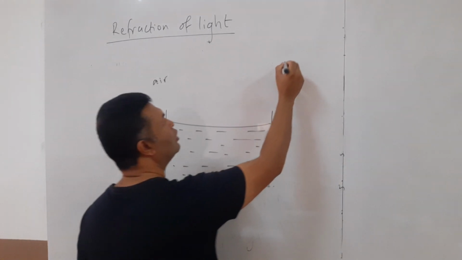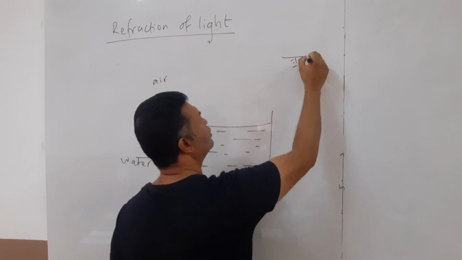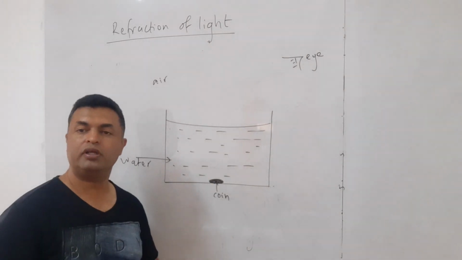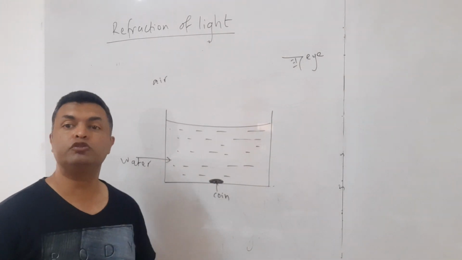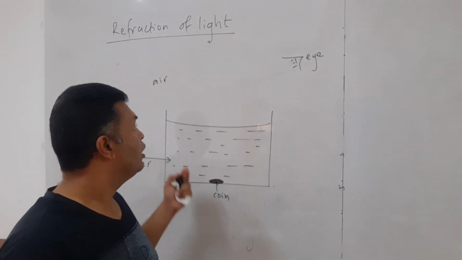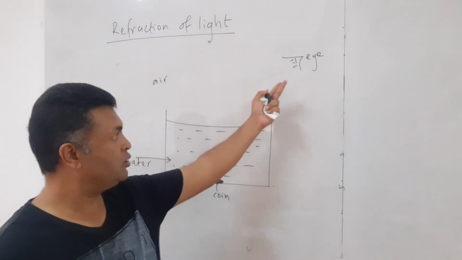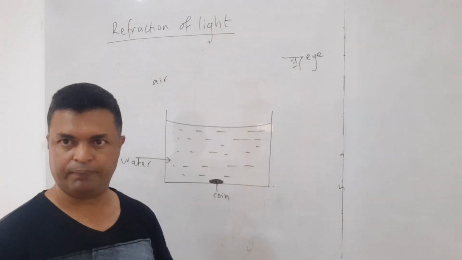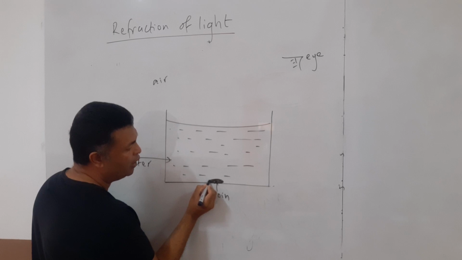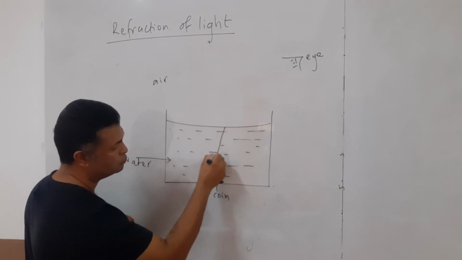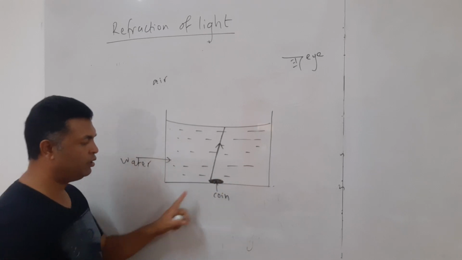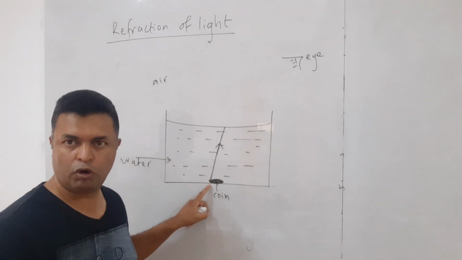I have someone looking at the coin. So this is the position of the eye, looking at the coin in water. Now you should be able to draw a ray diagram to show how the person sees the coin in water. First thing, let's say I draw a ray of light from here. Okay, a ray of light starting from here at the left of the coin.